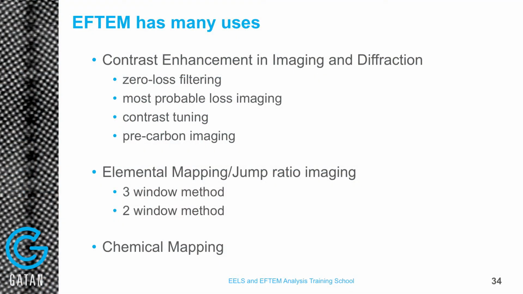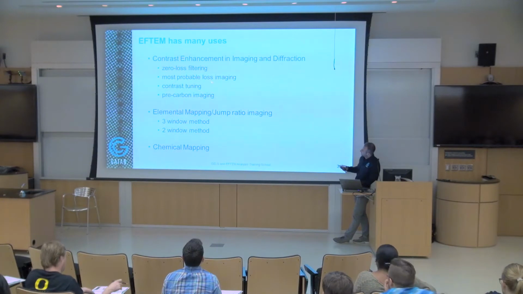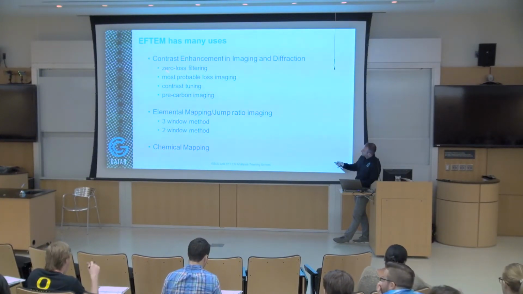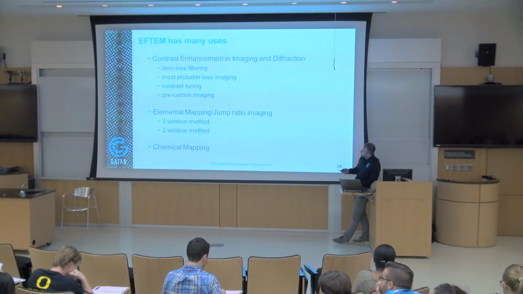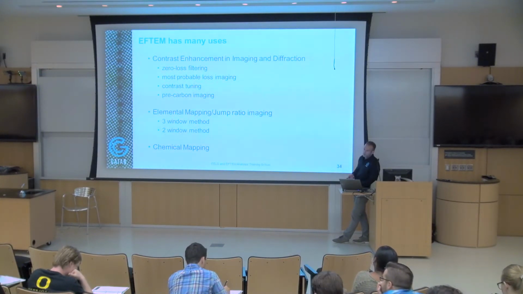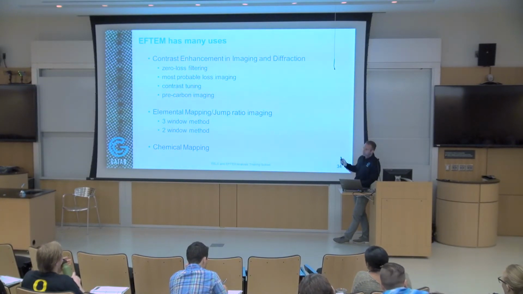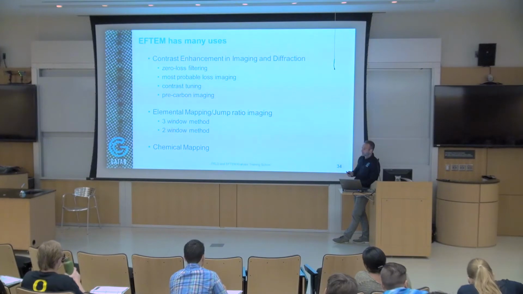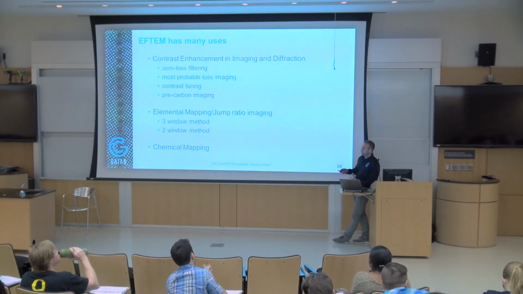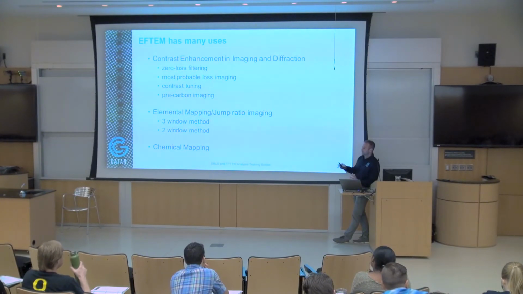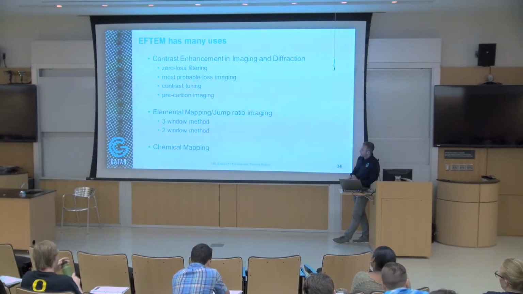We already kind of introduced that. EFTEM has many uses. It is a contrast enhancement technique. You can get zero loss filtering, most probable loss imaging, contrast tuning, pre-carbon imaging. Probably you never heard about pre-carbon imaging, but it is very well used by people in the life science field because it removes the effect of the carbon in your image. Everything is made of over 90% carbon, so you have to do everything to remove the effect of the carbon in your image. It can also be used for elemental mapping or jump ratio mapping. We have the 3-window method, the 2-window method, and it can also be used for chemical mapping.